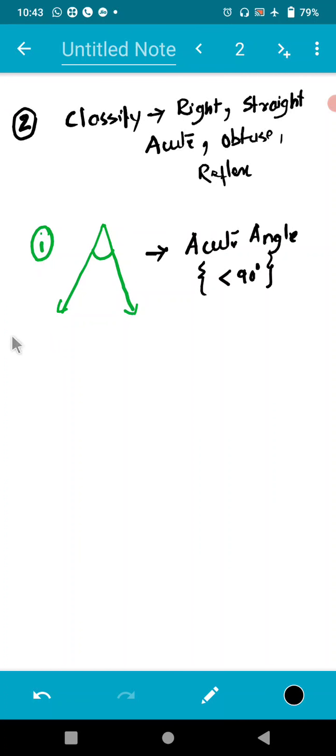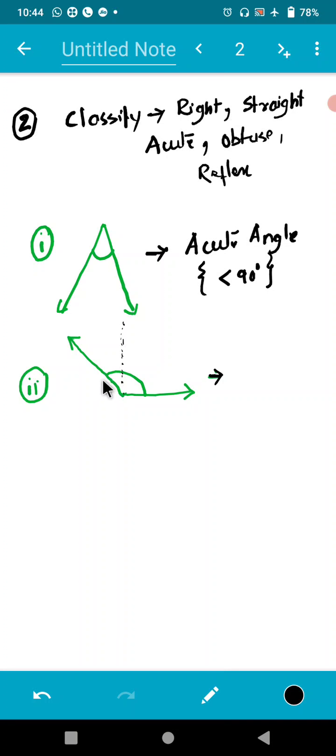Okay. Now let's move on to sum number 2. We have this figure, and we have to name this angle. What type of angle is this? If you carefully observe, students, you see 90 degrees here. So this is 90 degrees, isn't it? Now this angle is more than 90 degrees.